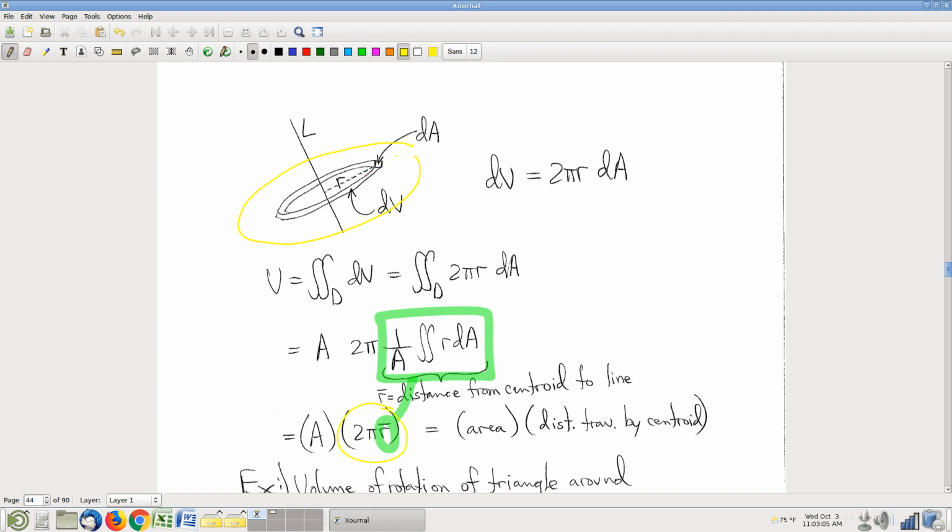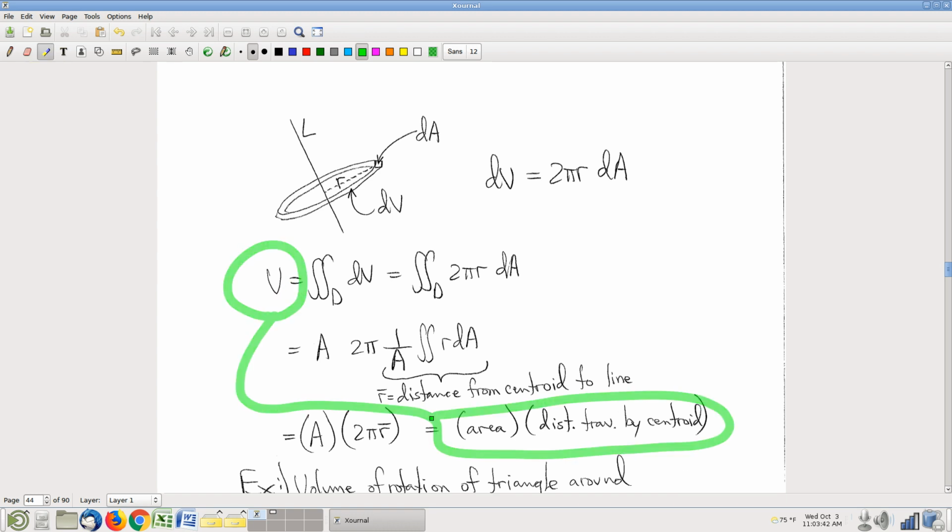I made a bad color choice, didn't I? That's green. There we go. R bar is the distance from the centroid to the line. 2 pi r bar is the distance around that circle. It's the distance traveled by the centroid. And I get that formula. So it works out really nicely. Wonderful result that the volume is equal to the area times the distance traveled by the centroid.